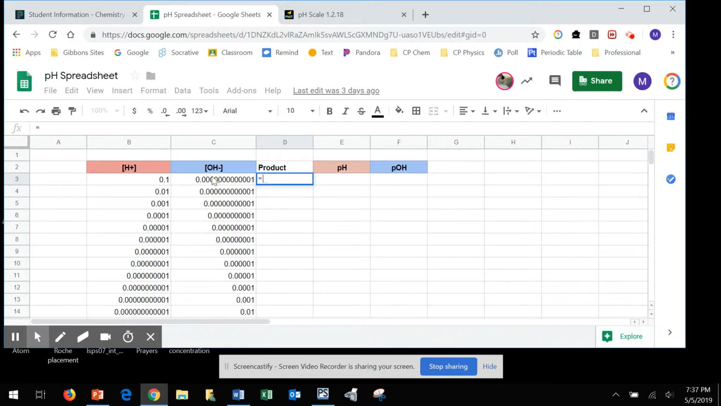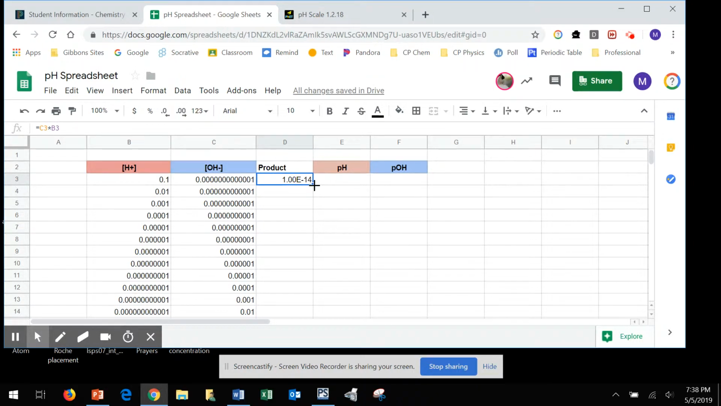All right, so it equals this number, and then the times is going to be the shift 8, so that asterisk or star above the 8. And then you want to multiply that by the concentration of H plus, and when you multiply those, you get 10 to the minus 14.